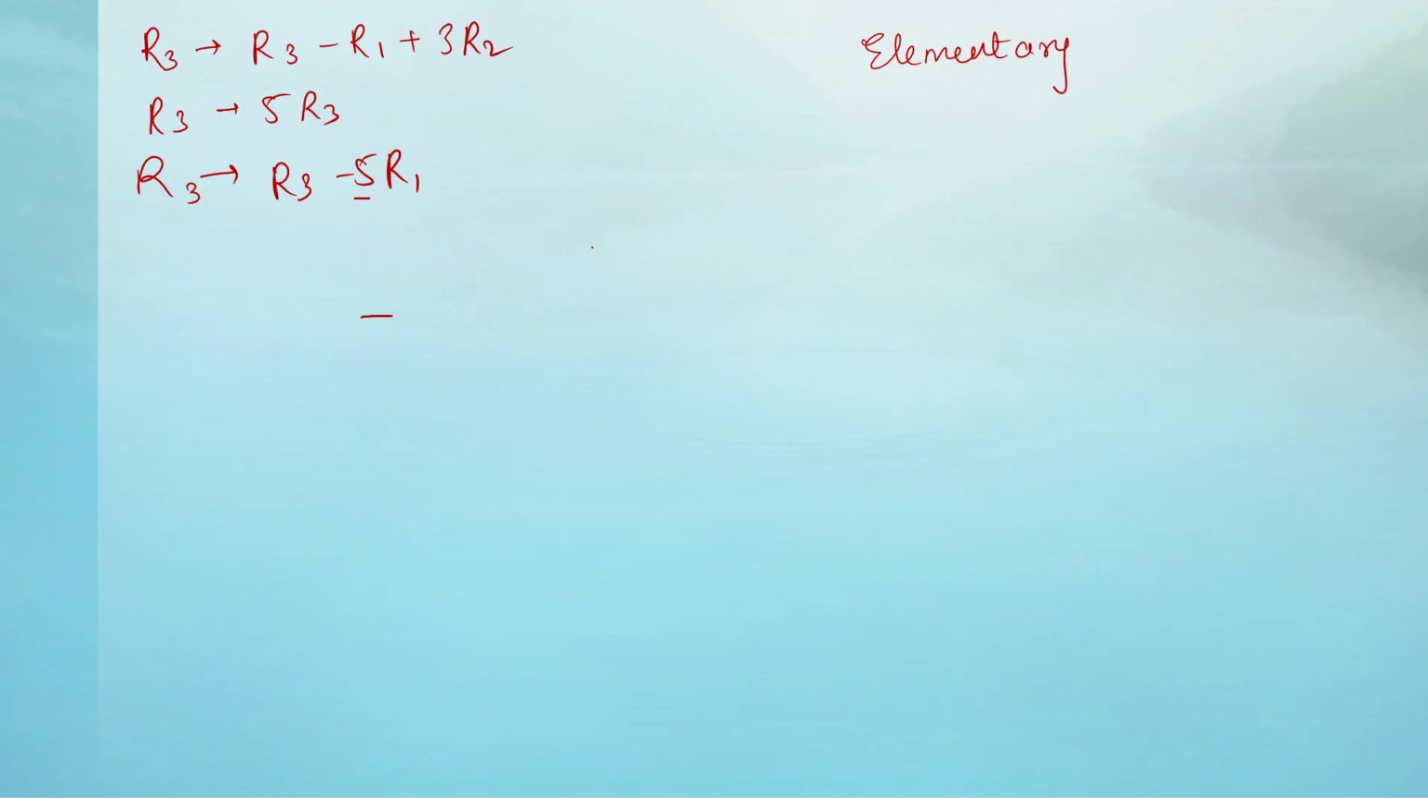First, I'll be writing some basic operations that we have been doing in matrices. Let's say R3 gives R3 minus R1 plus 3R2. Then we have R3 gives 5 times R3 itself, and R3 gives R3 minus 5R1. Which of these are elementary operations? First, let's understand what elementary operations are.